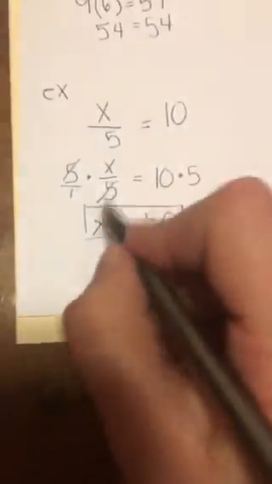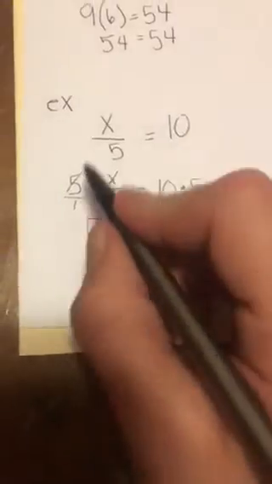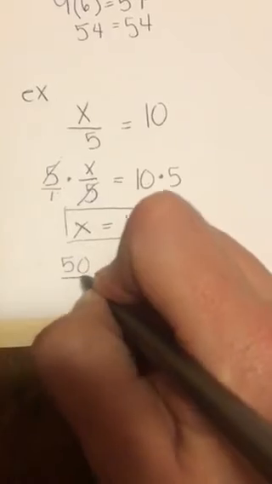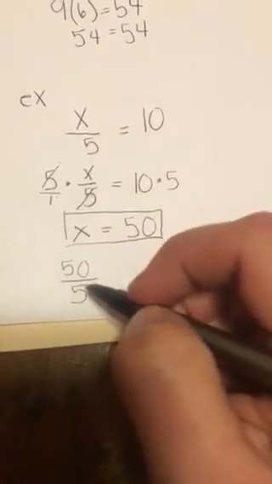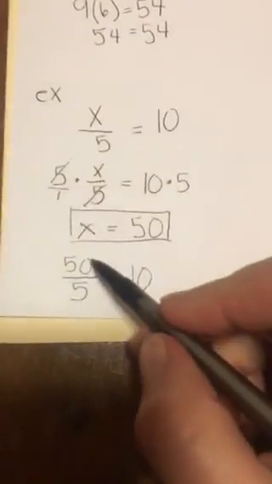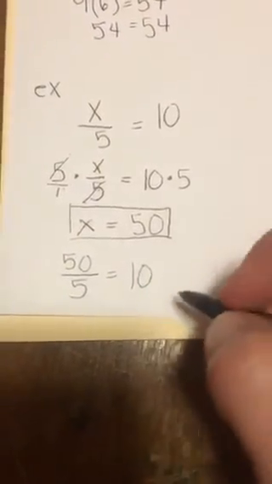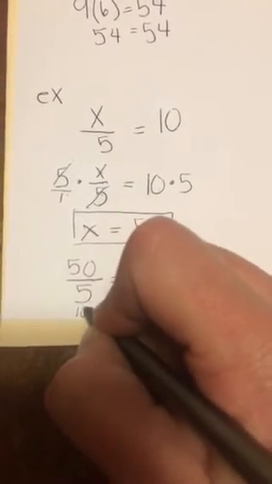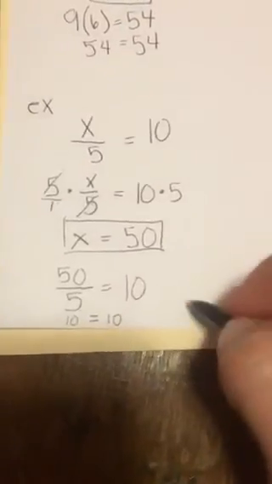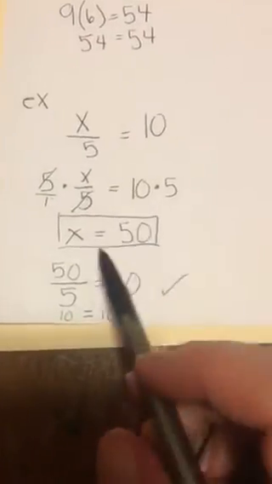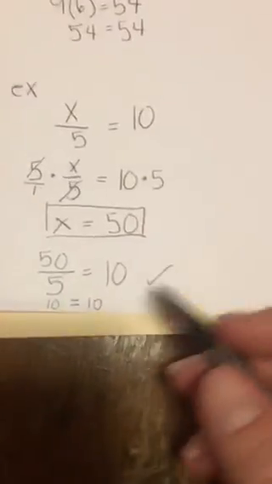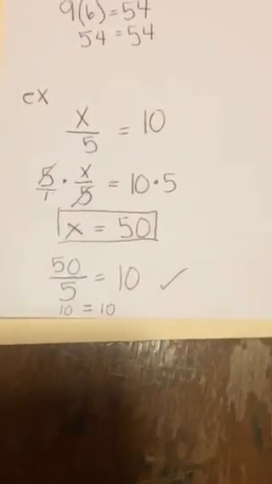Let's check it. Let's plug in 50 for x back up into this original equation. 50 over 5, or 50 divided by 5, equals 10. So let's see. 50 divided by 5, that is 10. I'm running out of space here, I'll just write it real small. 10 equals 10. So my solution is correct. You always want to go back and plug in your variable into the original equation. You can self-check your answers to see if you got a correct answer.